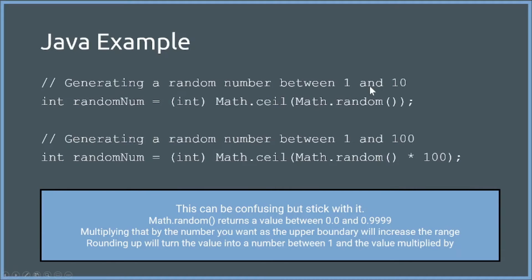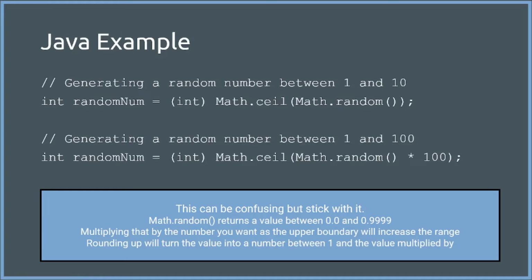To make it between 1 and 10, you can see I've made a mistake. It needs to look like the bottom one. This gives us between 1 and 100. So Math.ceil will take it from 0 to wherever to 1 to wherever. Multiplying it by 100 will then take it up to 1 to 100. So what would we need to put here to make that between 1 and 10?